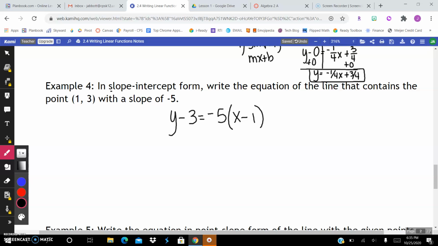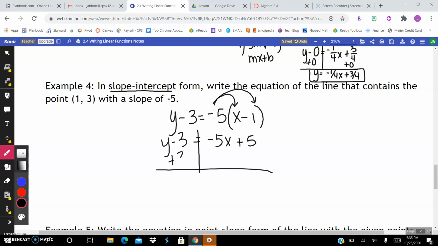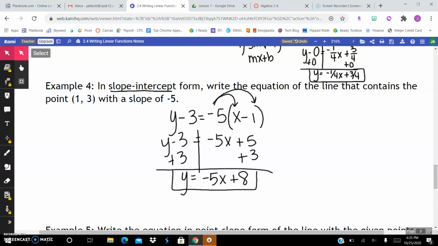And then because it has to go in slope-intercept form, we have to distribute the slope. So negative 5 times x is negative 5x, and negative 5 times a negative 1 is a positive 5. And then over here we have y minus 3. And for our last step, we would have to add 3. So we would have y equals negative 5x, and 5 plus 3 would be 8. So there's our slope-intercept form.